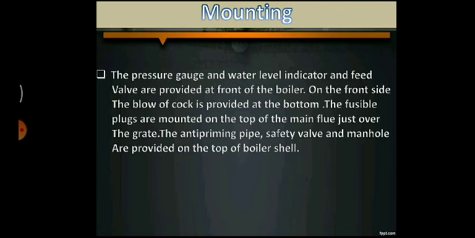Next is the mounting. The pressure gauge, water level indicator and the feed valve are provided at the front side of the boiler. The blow off cock is provided at the bottom and the fusible plugs are mounted on the top of the main flue just over the grate. And the anti-priming pipe, safety valve and manhole are provided on the top of the boiler shell.